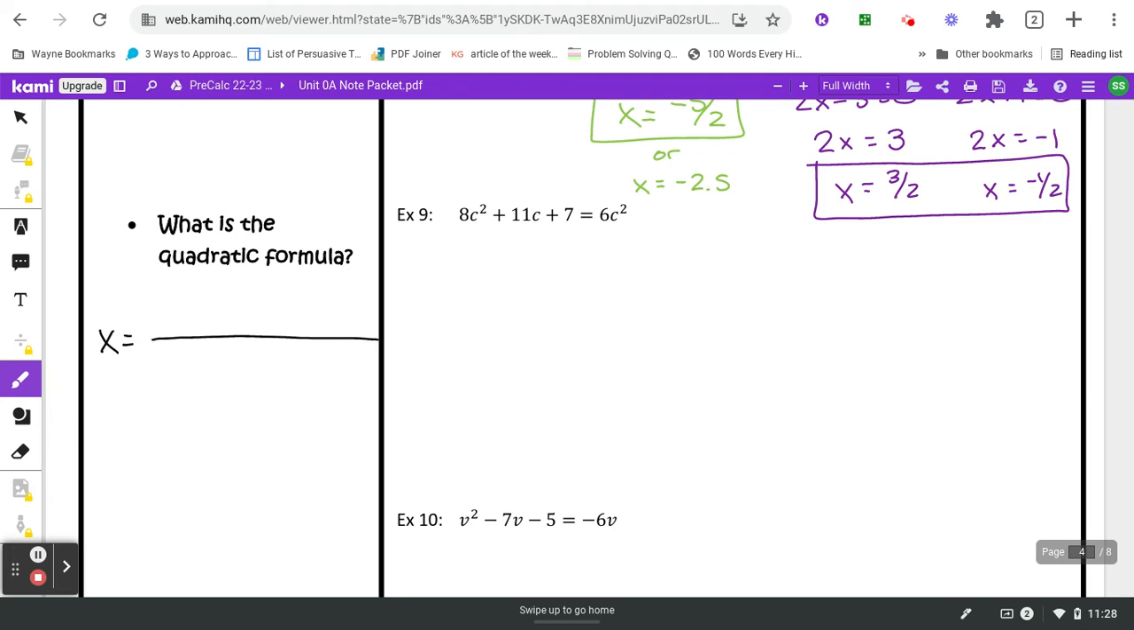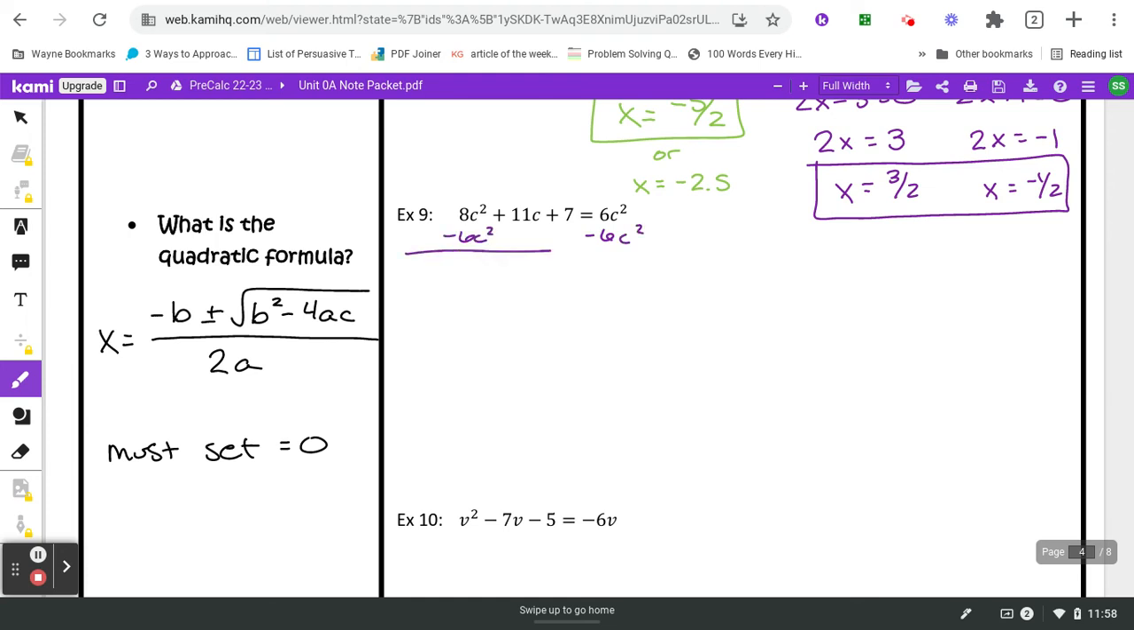x equals negative b plus or minus the square root of b squared minus 4ac, that's all multiplication, all over 2 times a. And again, this must also be set equal to 0. So the a, b, and c are numbers that are going to be in front of either the x squared, the x, or the regular number by itself. So for problem 9, we're going to start by subtracting 6x squared and lining it up with its like terms.